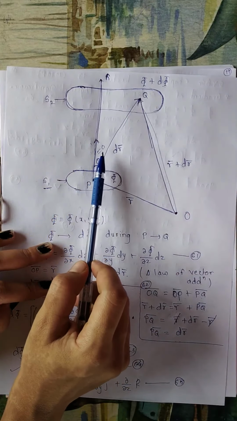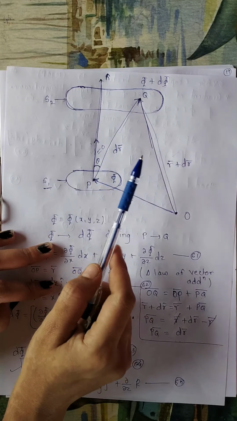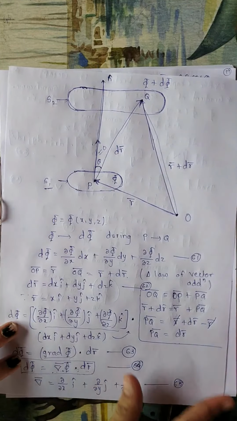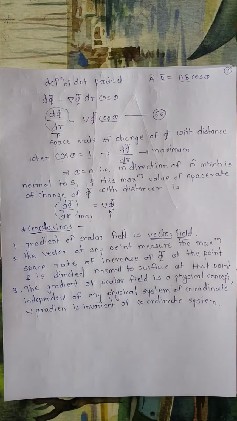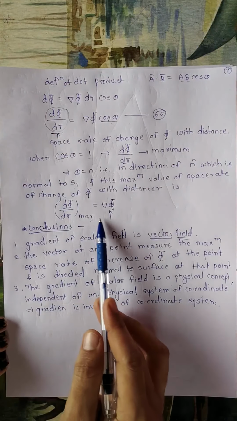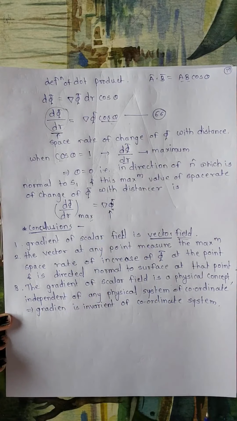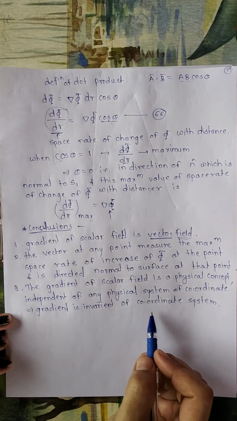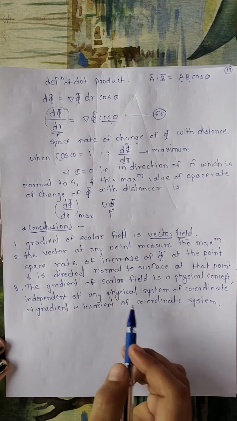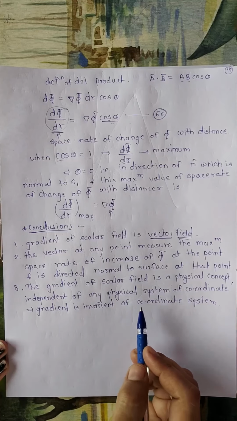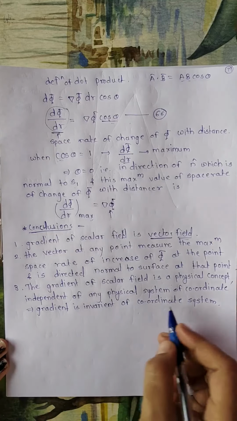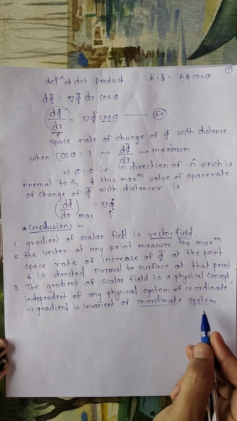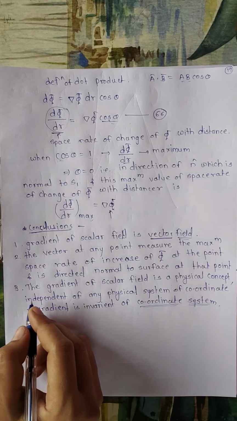That is when the vector is directed along the normal to the surface at the point P. So this is the meaning of our second conclusion. And the third conclusion is that the gradient of a scalar field is a physical concept which is independent of the coordinate system, meaning our gradient is invariant of the coordinate system. You can choose any coordinate system, the gradient won't change, meaning del phi will be the same in all types of coordinate systems, that is Cartesian, spherical polar, cylindrical or plane polar. So this is the meaning of our third conclusion.